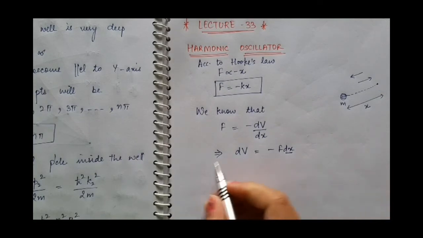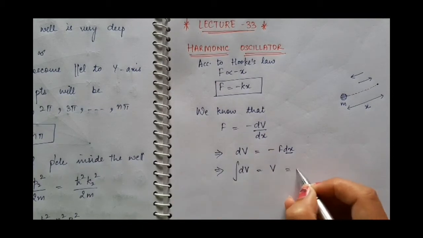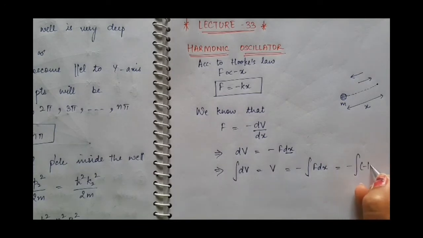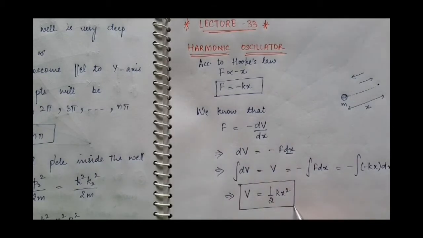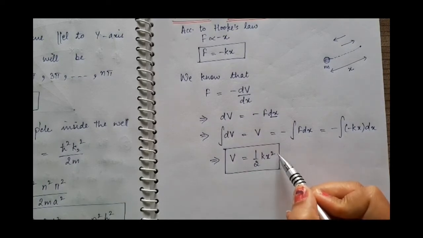Integrate both sides, and after integration we get the integral of dV equal to V, and minus the integral of f dx. Put f equal to minus kx here, and you will get the potential energy of the particle as half kx square. So the potential energy of a particle exhibiting simple harmonic motion is half kx square. It means the potential energy curve will be parabolic in nature, because it is proportional to x square.